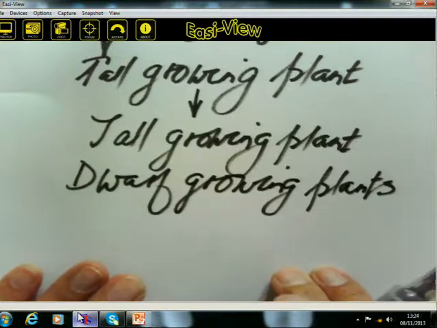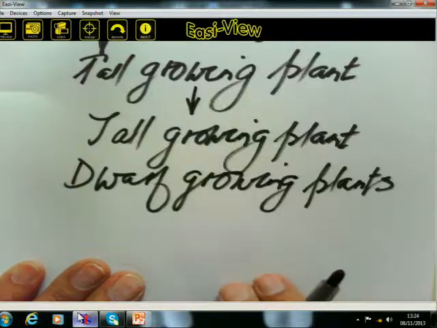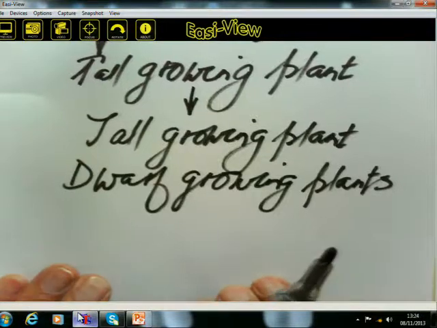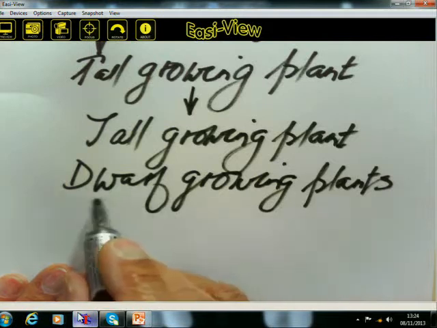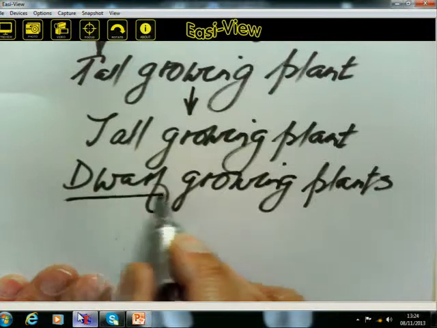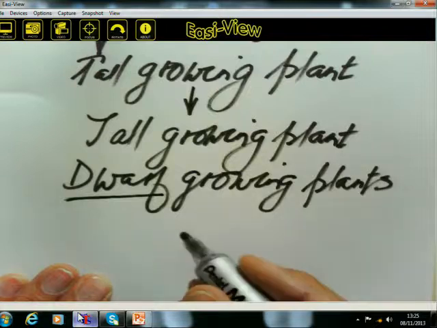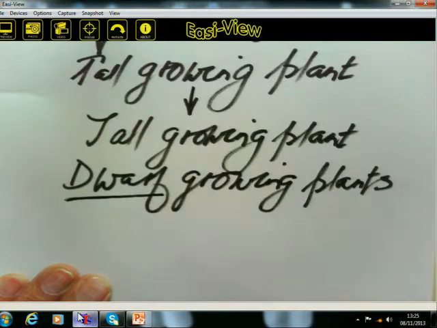In other words, not all the plants that he experimented with were growing tall. Some plants only produced dwarfish plants, and they were true breeding as far as that specific characteristic is concerned. Again, it means that generation after generation, dwarf growing plants produced offspring that did not grow tall. They stayed dwarfish.